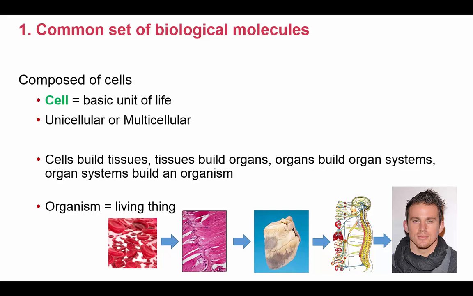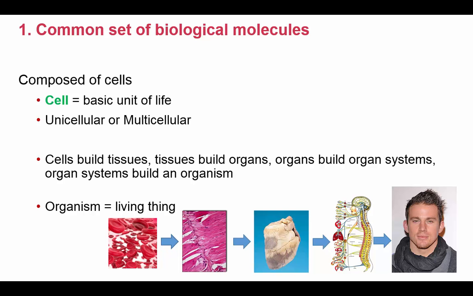So to start with, we said that the first characteristic of a living thing was that they had a common set of biological molecules. So we know that every living organism is composed of cells, which is the basic unit of life. So that means if you break down any living thing, their smallest components will be a cell. Now, living things will either be unicellular or multicellular. So unicellular, obviously made of just one cell, a single-celled organism. Multicellular, obviously being made of many cells.